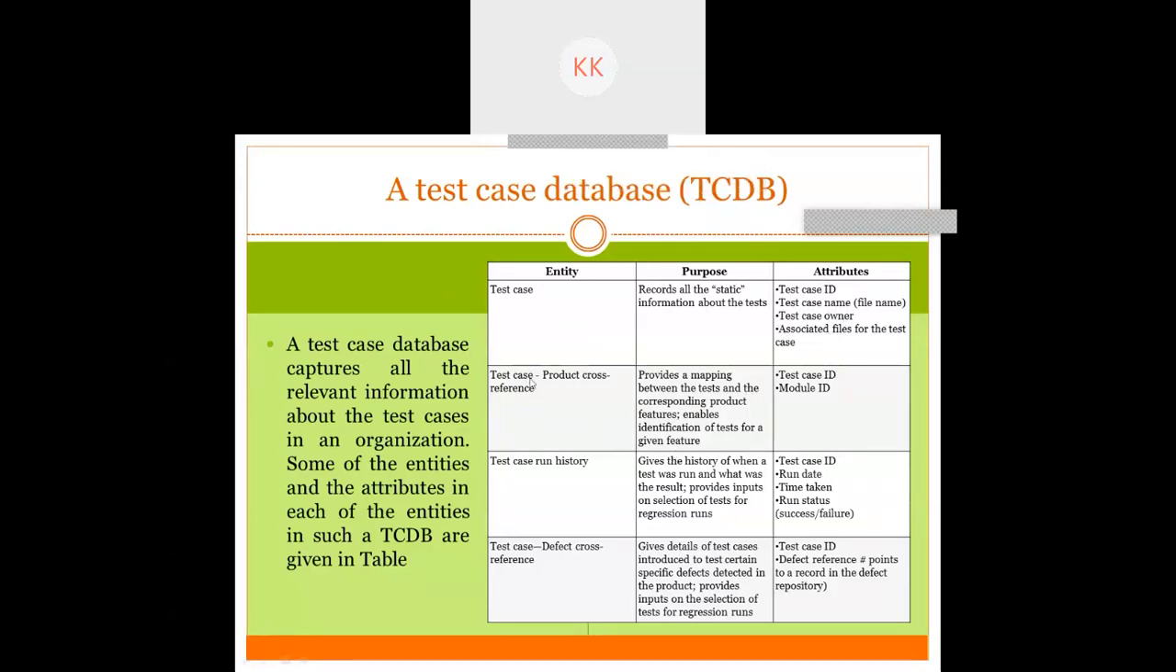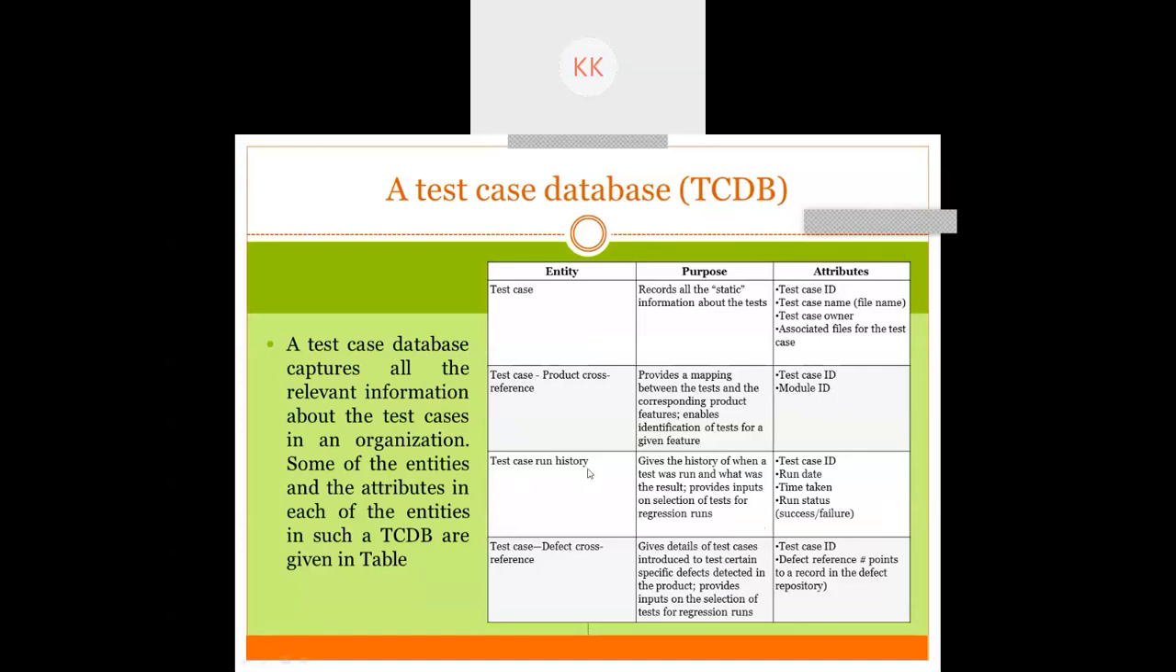Then test case product cross references. It provides a map between the test and the corresponding product. It enables identification of tests for a given feature. So like test case ID, and you will be having module ID. So this can be one table, that is test case product reference, wherein you can have test case ID and module ID, for which module you have developed a test case.